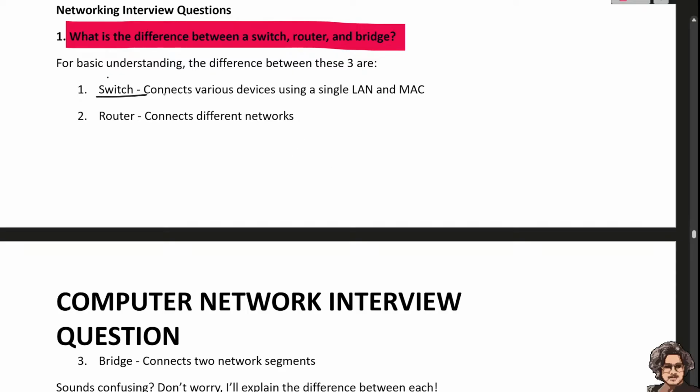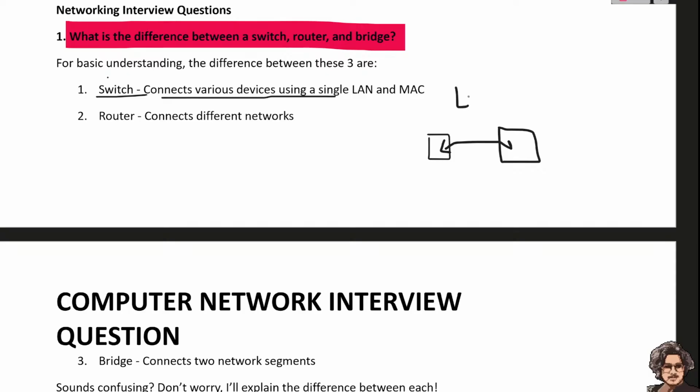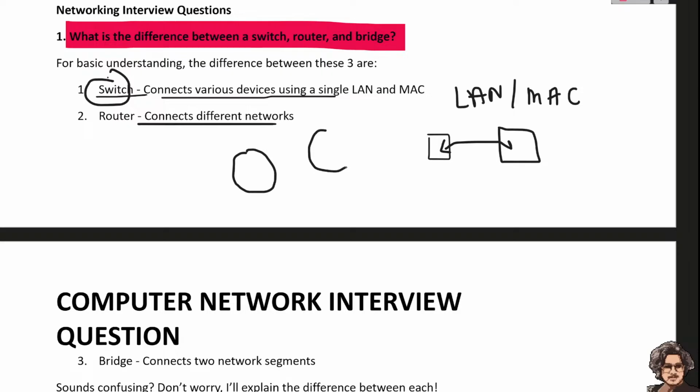A switch connects various devices within a single LAN using MAC addresses. Suppose this is a device, and this is also a device. To connect them, we use LAN and MAC addresses. A device that connects devices this way is known as a switch. When we talk about a router, a router connects different networks. This is one network and this is another network. In that case, a router is used.